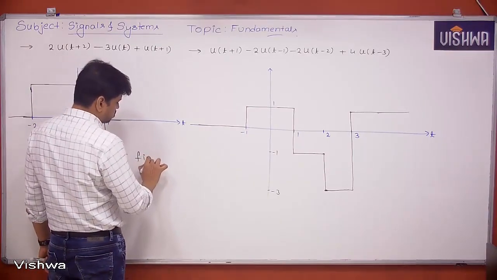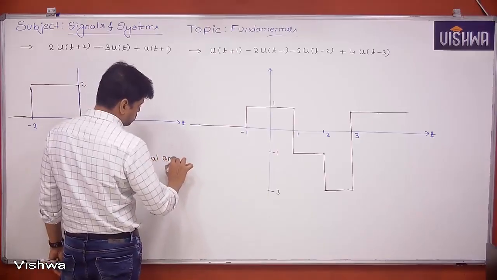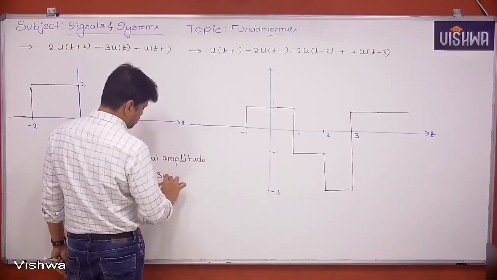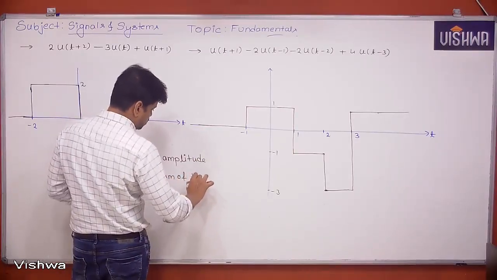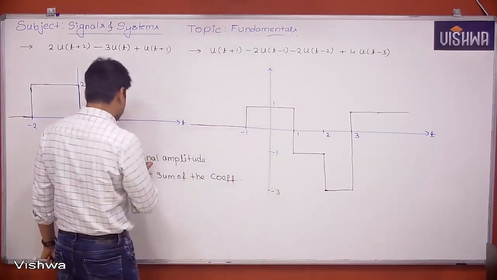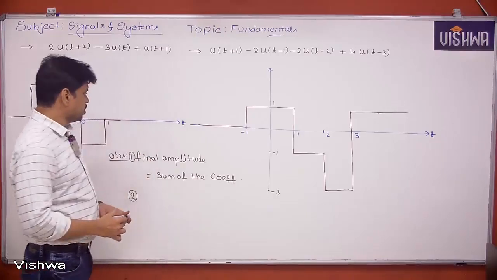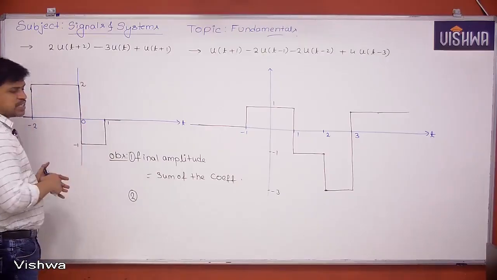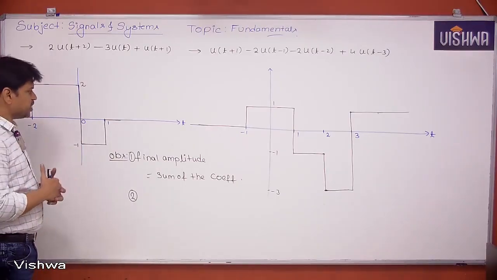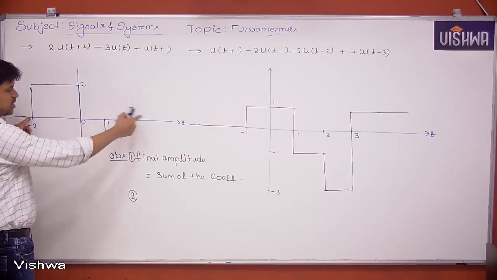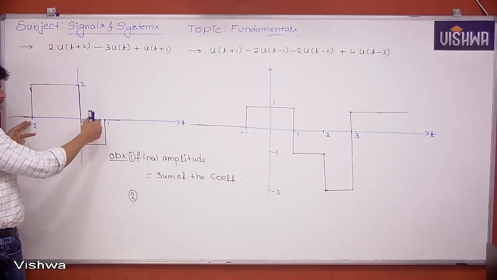So these are the observations we can make. Final amplitude is equal to sum of the coefficients. This is the one observation we made. Next, second observation. If you observe carefully, whenever the sum of the coefficients is 0, can I call the signal a finite duration signal? Why is it a finite duration signal, sir? Let's see. The signal is existing only between -2 and +1. After that, it is going to be 0. The signal existing between -2 and 1 means it is existing only for 3 seconds.